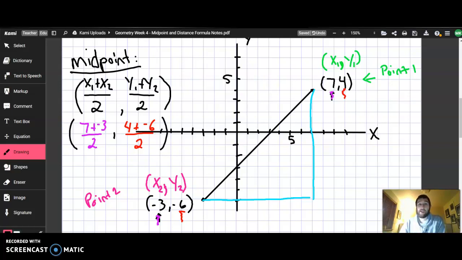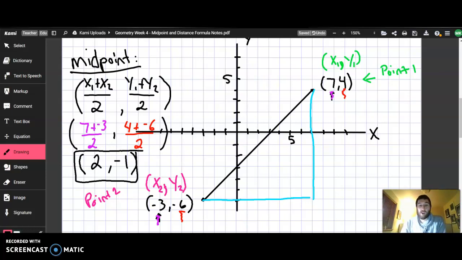7 plus -3, remember adding by a negative is a subtraction. 7 plus -3 divided by 2. My mental math tells me that's 4 divided by 2, so the x part of our midpoint is 2. Now for the y's. 4 plus -6 is the same thing as 4 minus 6. That's -2 divided by 2, which is -1. So our midpoint, just through the algebra, is (2, -1).